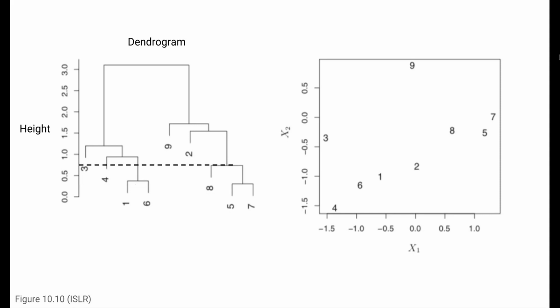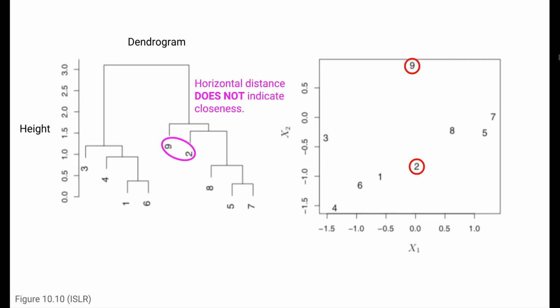And the vertical height where case 8 fuses with the 7-5 cluster indicates the distance between case 8 and the 7-5 cluster as a whole, which may or may not actually be a distance between 8 and 7 individually or 8 and 5 individually. This will depend on the choice of linkage for measuring distances between clusters. So another important note is that horizontal distance does not indicate how close 2 cases are. So 9 and 2 look close in this dendrogram, but they're actually quite far apart when we look at the original data.